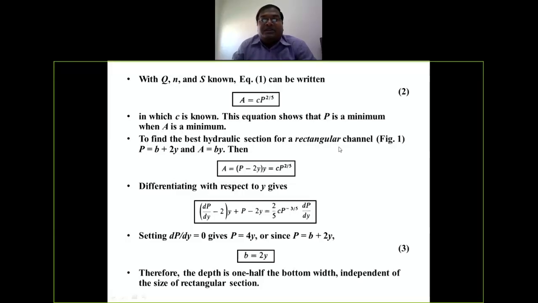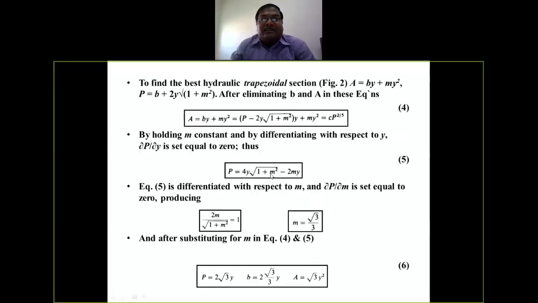P is nothing but B plus 2y and area is nothing but B into y. So you just put the value, and you will find this equation: A is equal to P minus 2y in bracket into y, which is C into P raised to 2 by 5. Differentiating with respect to y, you will find this equation, and setting dP by dy equal to 0 gives P is equal to 4y. P is nothing but B plus 2y, so P is equal to 4y means B is equal to 2y. Therefore the depth is 1/2 the bottom width, independent of the size of the rectangular section. Right now we are just deriving the best hydraulic section for the rectangular section.